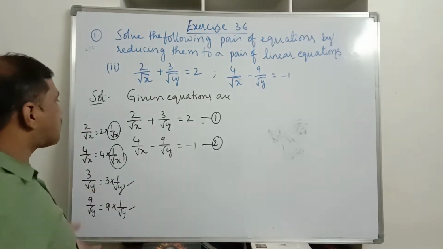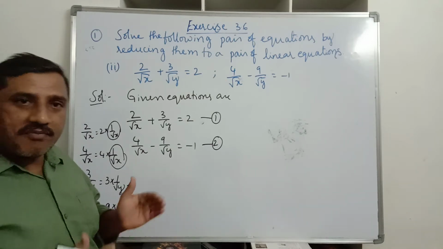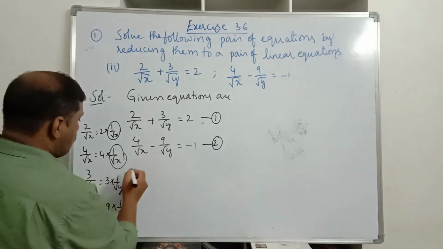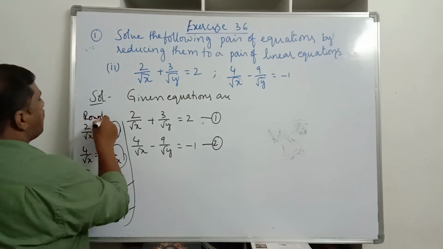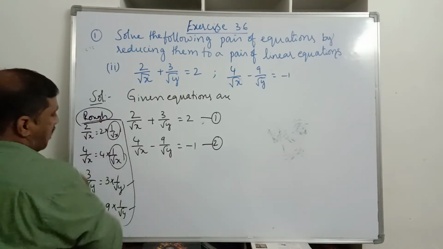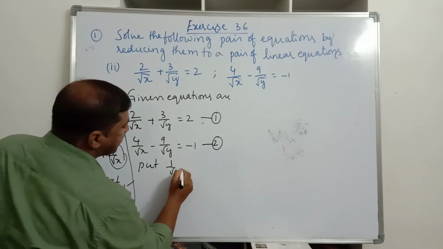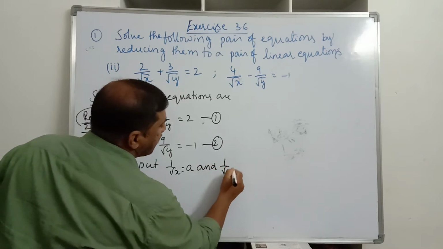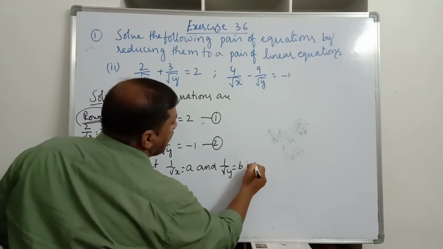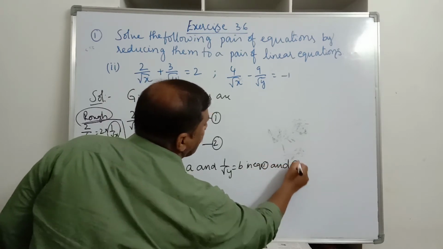Now I am going to express 1 by root x and 1 by root y as a and b. So now this is rough work. Now put 1 by root x is equals to a and 1 by root y is equals to b in equations 1 and 2.